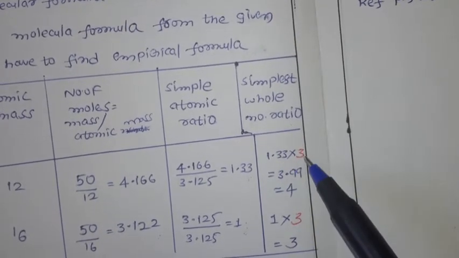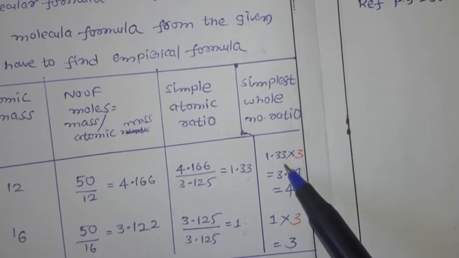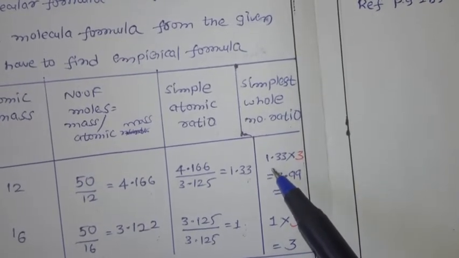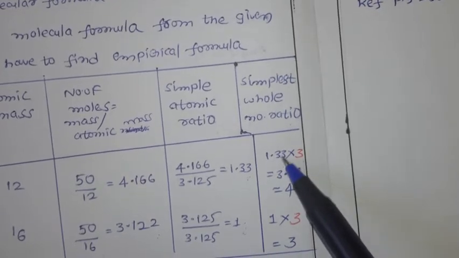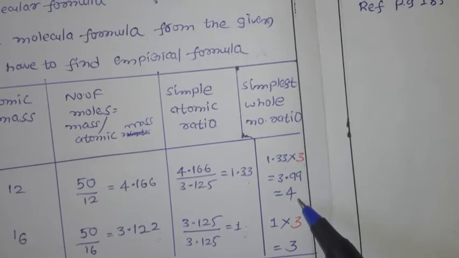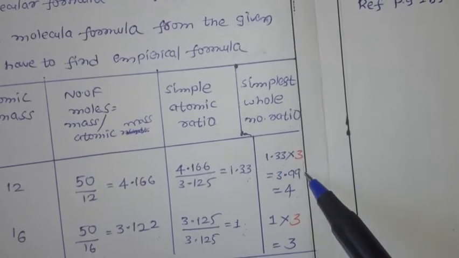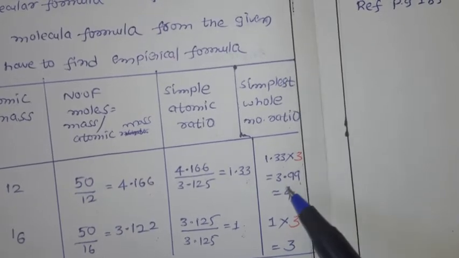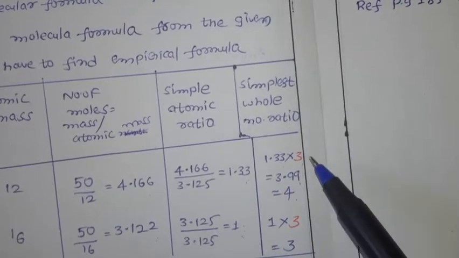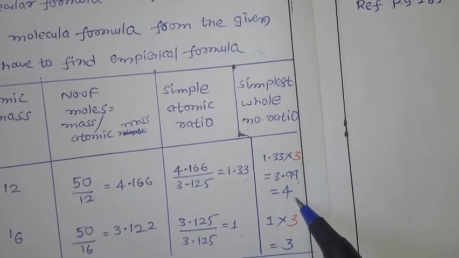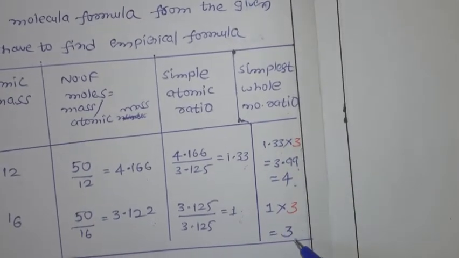Here, if I go for 1, then 1 into 1 gives the same value, so no variation. If I go for 2, what happened? You are getting 2.66. But if you multiply by 3, you get 3.99, which I can take as 4 instead of 2.66. 3.99 is nearly 4, so I am going to multiply it by 3. So you are getting nearly 3.99, which I can take as 4. Now 1 into 3 gives 3.